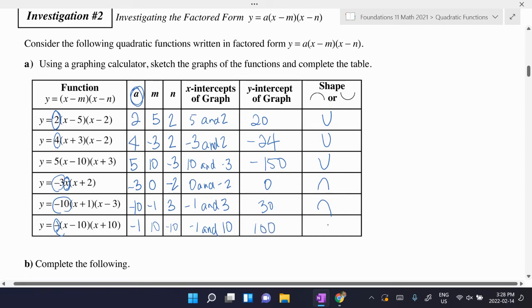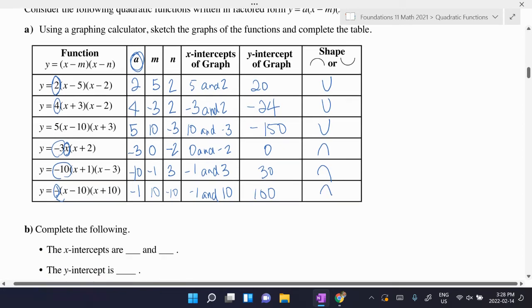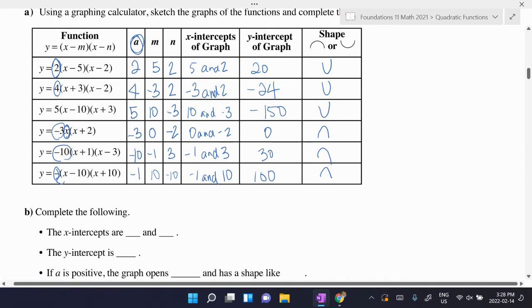All right. So x-intercepts, if I look here, they correspond directly with this, no matter what happens with the a. So the x-intercepts are m and n. Now, the only thing is here, the y-intercept does change.